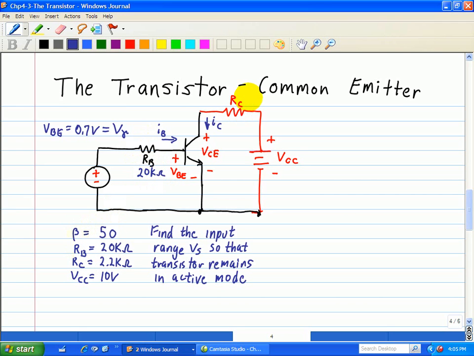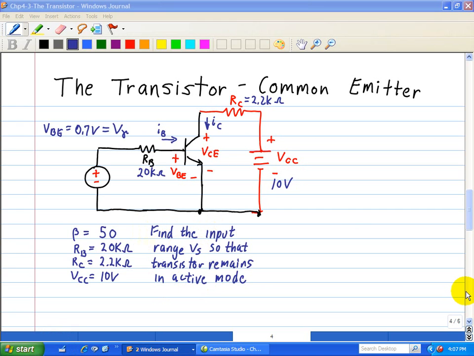RC is equal to 2.2 kilo ohms. And VCC, our power supply, is 10 volts. What we want to do is find the input range VS so that the transistor remains in active mode. So that's our problem.